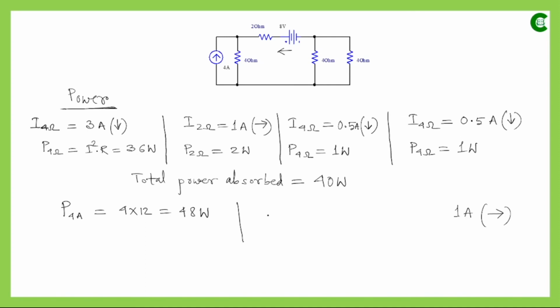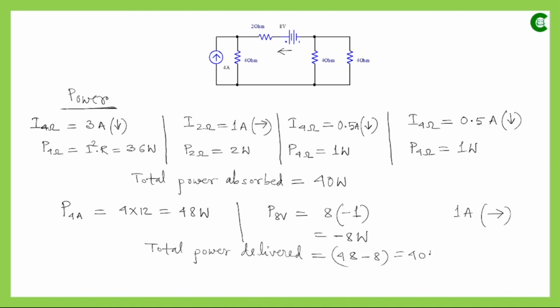So the power delivered by that 8 volt voltage source will be the voltage value, which is 8, multiplied by the current value, which is -1. So it will be -8 watt. So the total power delivered by the energy sources in this network is 48 minus 8, so it is 40 watt. Here we have seen that the total power absorbed by all the passive elements in that network is 40 watt, and the total power delivered by all the energy sources is also 40 watt.